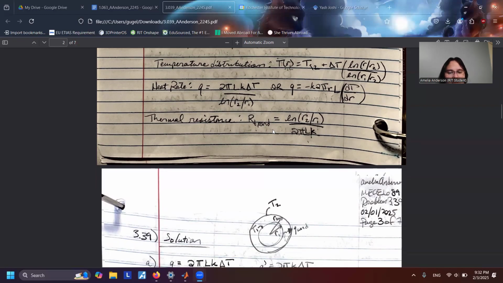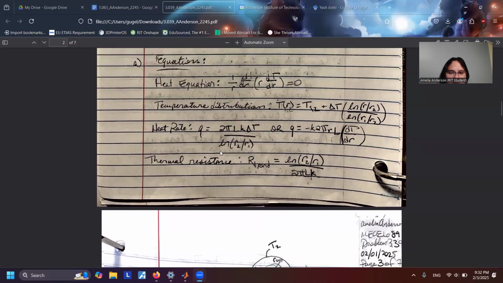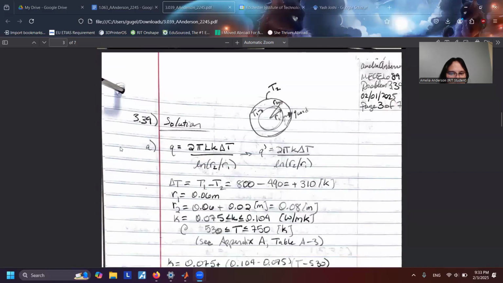It's just, again, thermal resistance of a cylinder with two radii. Not all of these will be relevant or used today. They're just kind of our equation bank of, hey, I need to look at something. I'm going to take a look at these.